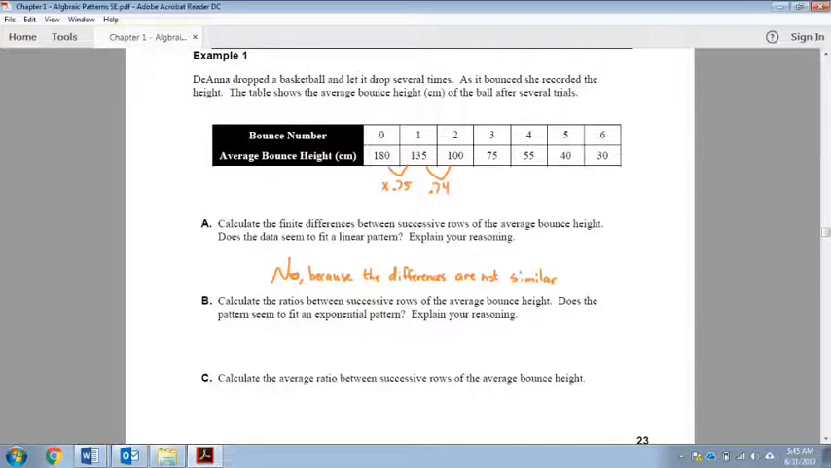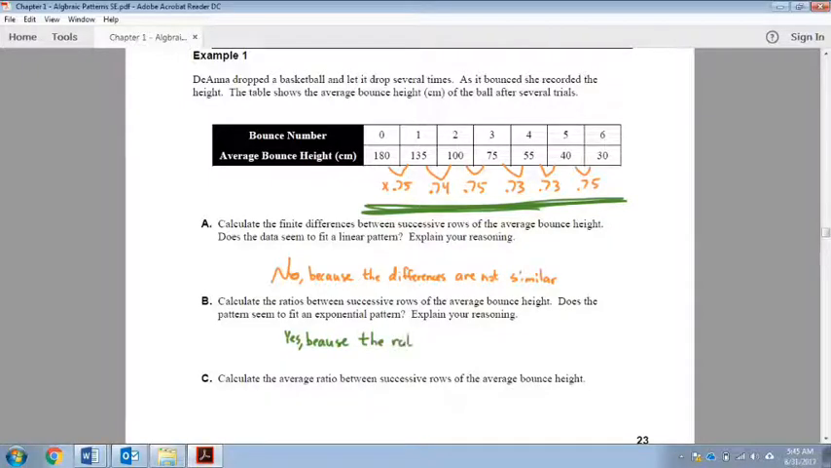I'm going to pause and just fill this in right quick, okay? And there they are. And you notice they're all really, really close. They're about 0.75, 0.74, 0.73. They're all very, very close. So, does the pattern seem to fit an exponential pattern? The answer is yes, because the ratios are similar. The ratios are similar, straight up.